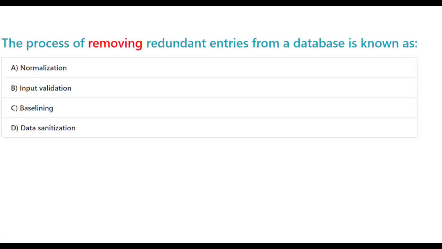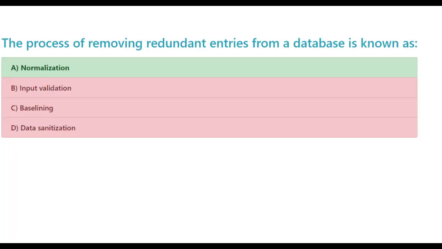The process of removing redundant entries from a database is known as A. Normalization, B. Input validation, C. Baselining, D. Data sanitization. The correct answer is A. Normalization.